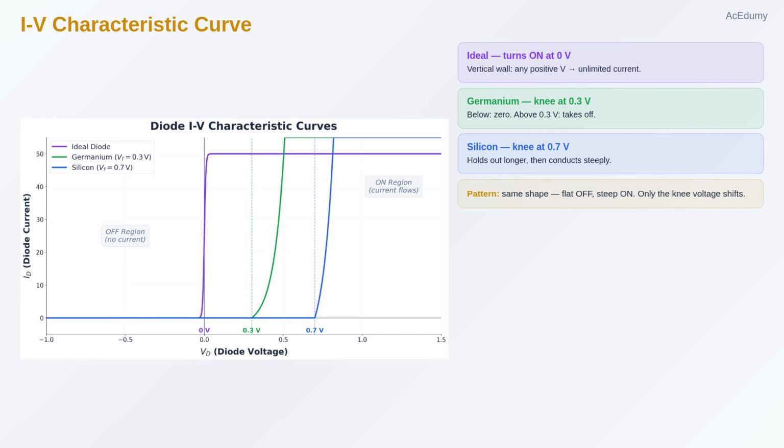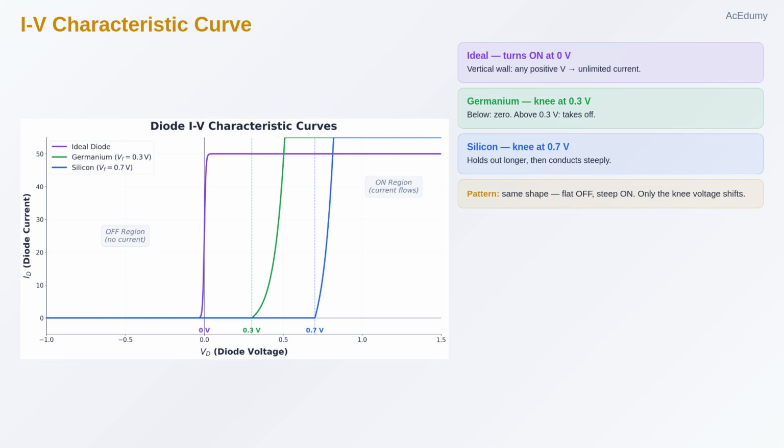Next, the germanium diode in green. Again, for negative voltages, nothing, zero current. As we increase the voltage past zero, still nothing happens. 0.1 volts? No. 0.2? Still no. But once we reach 0.3 volts, the current suddenly takes off. The diode wakes up and starts conducting.